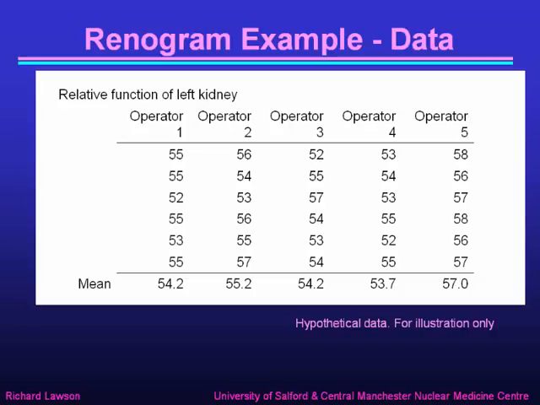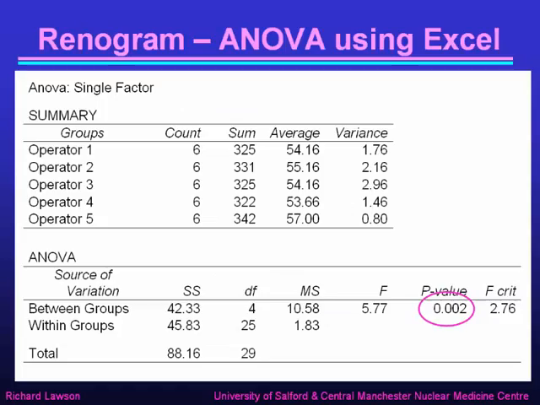You can see that the results are all round about 54% for the relative function, but there's a bit of variation between them, and what we want to know is, is this significant? This is all hypothetical data for illustration only, but it shows the sort of thing that one could do with real data. If we put that into Excel, Excel will do an analysis of variance using its data analysis tool, and here is the output that it produces.